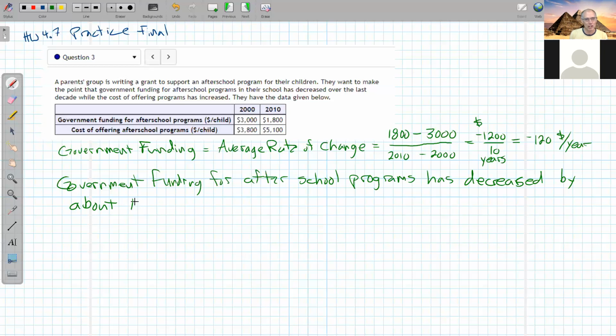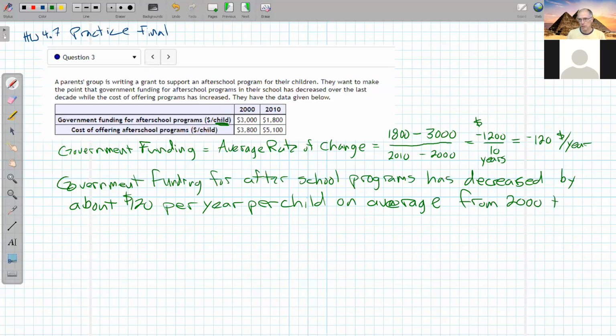Decreased by about $120 per year. And I also want to take into account the information in the table that's also per child. Per child. It's on average, right? Because I don't have the numbers in between. Oh, I left that out. So on average, and then I also want to state the years, from 2000 to 2010.